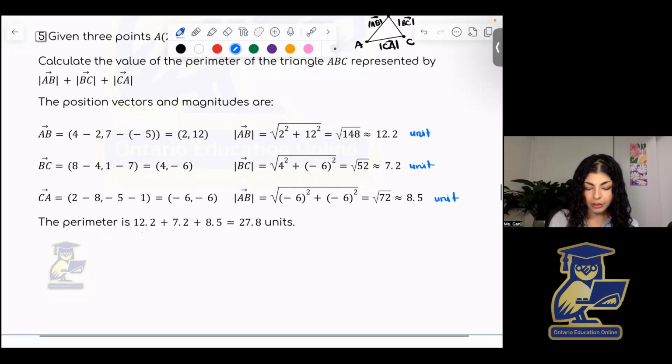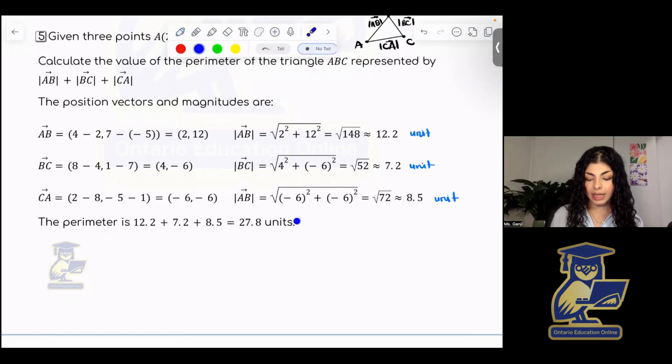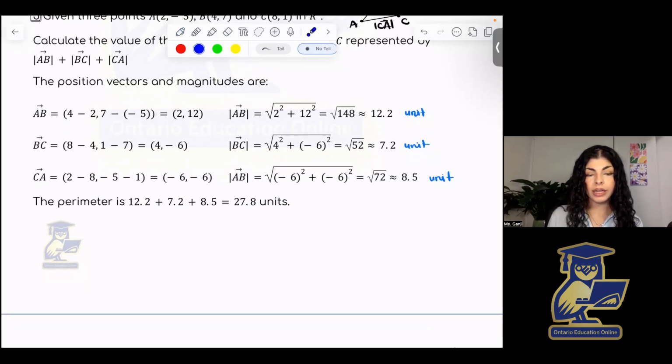So then the perimeter is going to be 12.2 plus 7.2 plus 8.5, which is 27.8 units. Now keep in mind, this is a scalar quantity. It just has units. We don't work with direction because remember, magnitude is a scalar, and the vector itself, which has a direction, will be our vector, but the magnitudes are just scalar. So we just need units there, no direction, and our work is done.